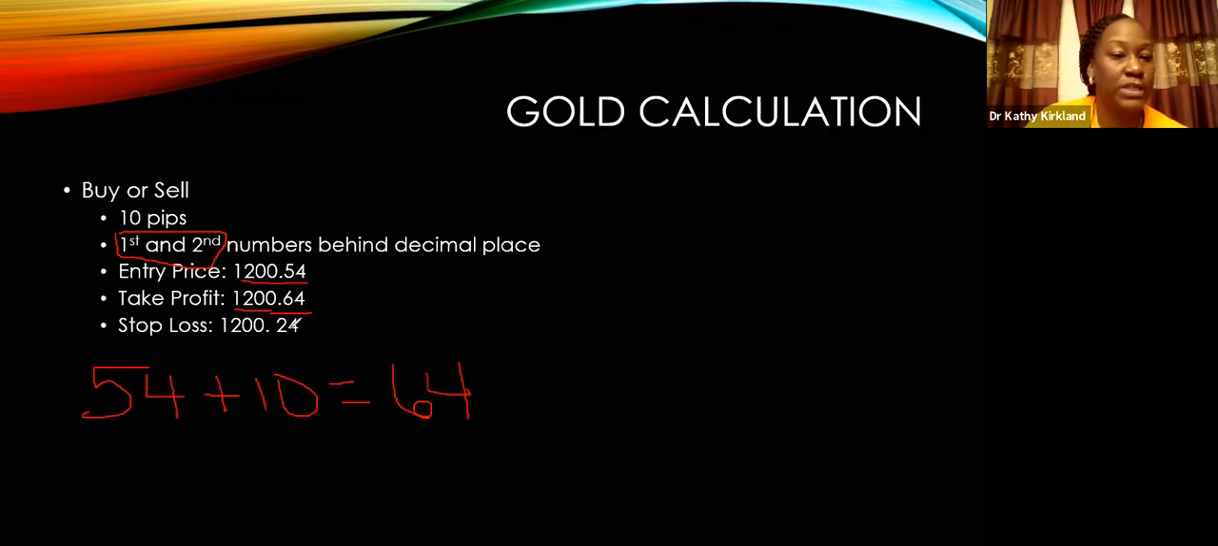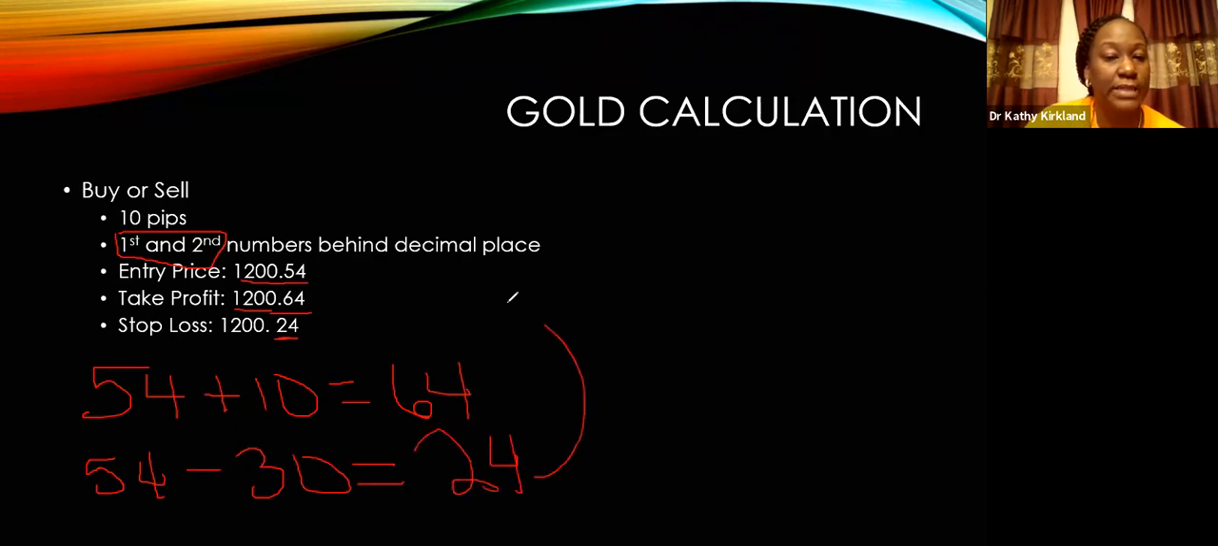So if you want to calculate your stop loss, you would use the first and the second number behind the decimal place again. Keeping the 1200, we're just working with these numbers back here. So you go back to entry price, 54, and then what you do is subtract 30. That would give you 24, and you place it in that slot right there.